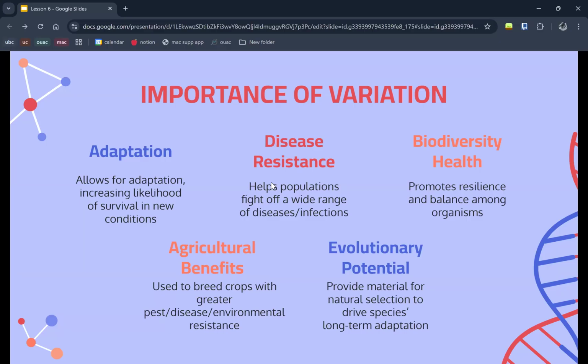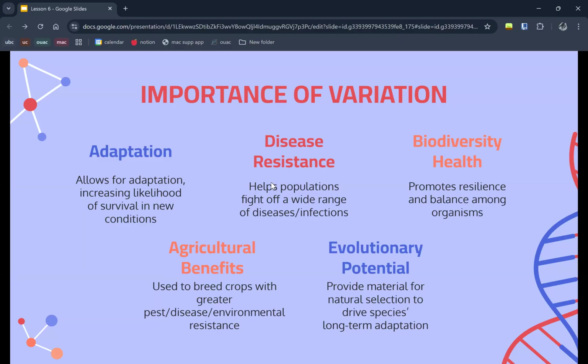They also provide disease resistance. So if we had a population where all individuals were genetically identical, that means a single disease or environmental change could just wipe out the whole population because they're all the same. So having diversity in genes provides a buffer against these kinds of events occurring.